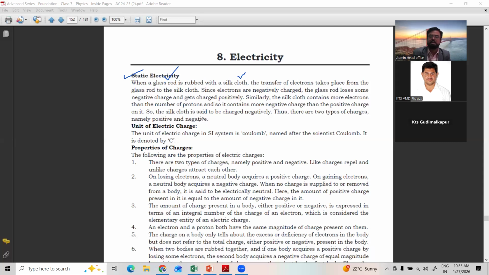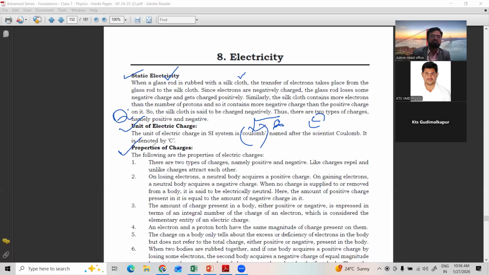Finally, the charges are named: the substance which donates the electron gets the positive charge, and the body which receives the electron gets the negative charge. Then, the unit of electric charge is coulomb. The charge is generally denoted by Q, capital Q or small q. It is measured in units called coulomb, named after the scientist Coulomb. It is denoted by C. The electric charge is denoted by capital Q.